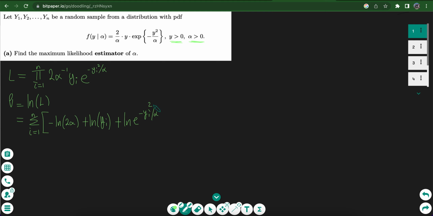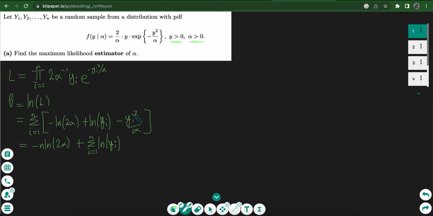And with logs, we can take this power to the front, and ln e is just 1. So this part here is going to be negative y sub i squared over alpha. Cool. And we can sum this, so what's going to happen here is that we have no subscript here, so we can just do negative ln 2 alpha plus negative ln 2 alpha n times, so we get negative n ln of 2 alpha. And this guy here has an i subscript, so we do have to leave that summation the way it is. So summing from i equals 1 to n of ln y sub i.